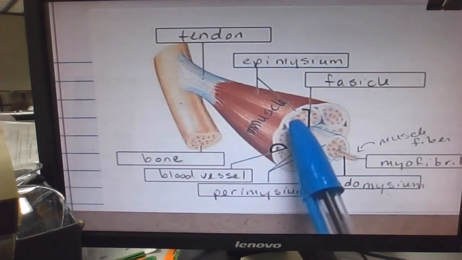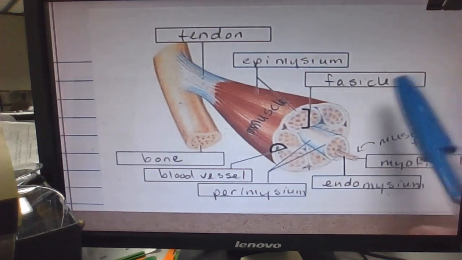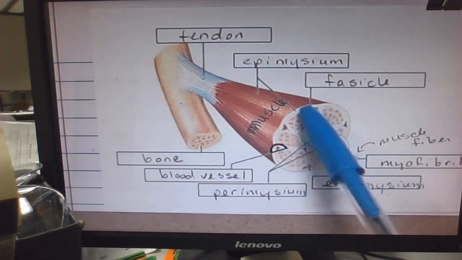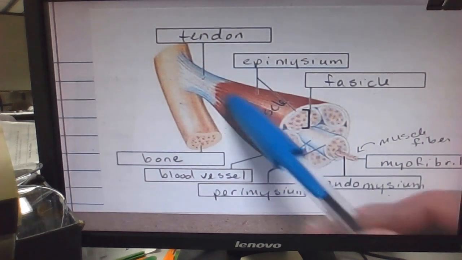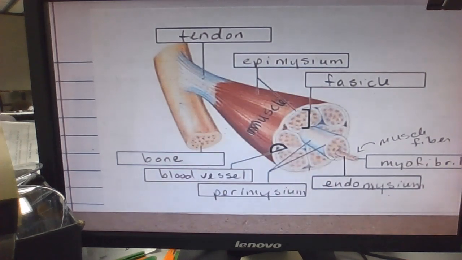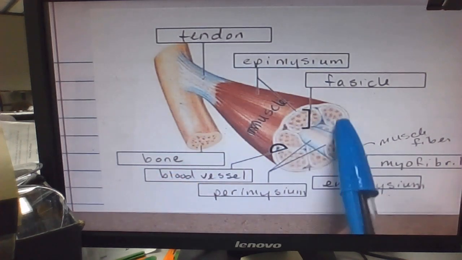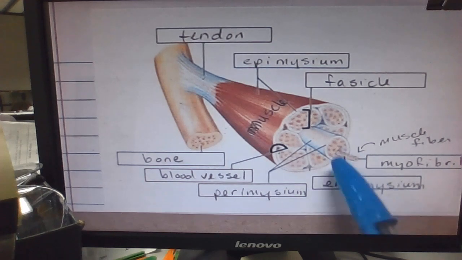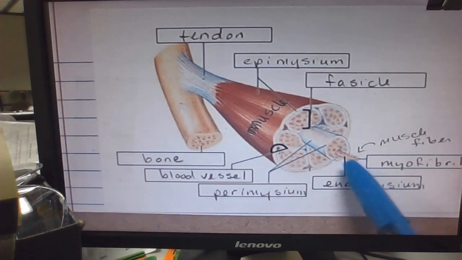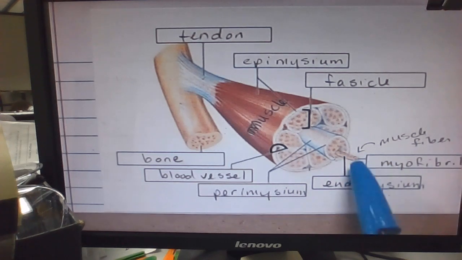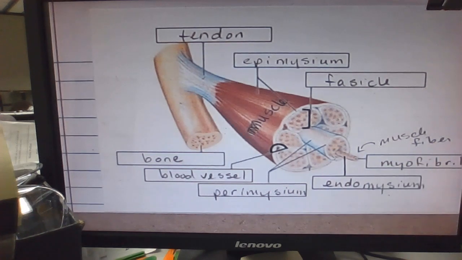Epimysium, that's talking about this layer right here. Fascicle is talking about this level of organization. This is the muscle. This is a bone. Blood vessels, because we have blood vessels throughout. Perimysium is this lining. Endomysium is this lining. And then this would represent a myofibril or a muscle fiber.